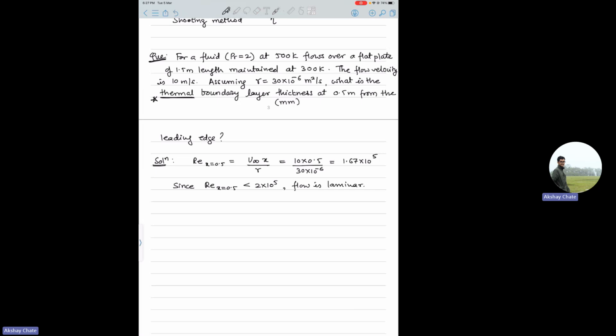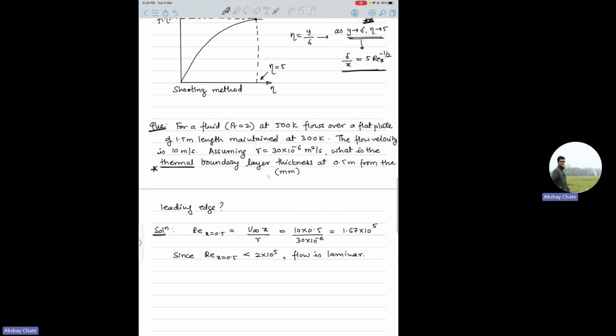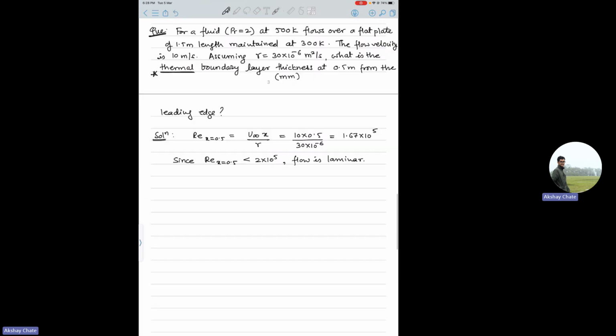In some questions, they directly mention if the flow is laminar or turbulent. In that case, you don't need to find the Reynolds number, so directly you can use the correlation for laminar or turbulent flow. So now they are asking about boundary layer thickness, right? Just now we solved this problem where using the Blasius method we got delta by x as 5 Rex power minus 1 by 2, right?